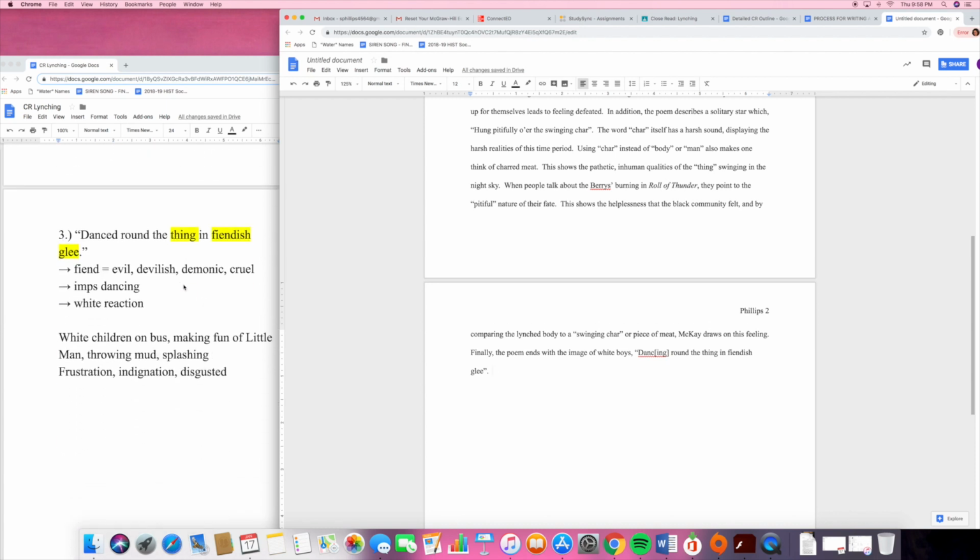Final analysis. Let's do this thing, you guys. We're so close. Fiend, evil, devilish, demonic, cruel, imps, dancing, white. This is showing the white reaction. This is compared to that. Perfect. Let's do it, okay?